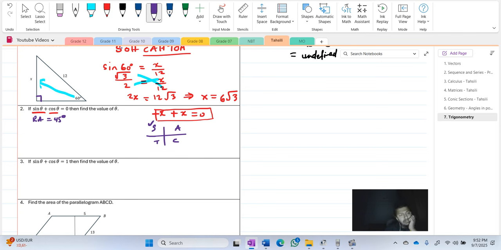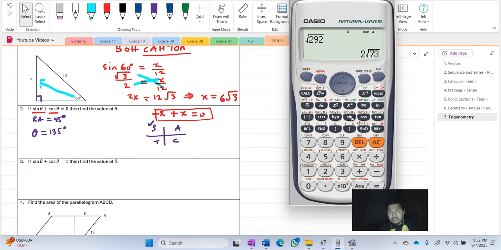So theta is equal to 135 degrees. Okay, why? How we got 135? 180 minus 45. So now if I try sine of 135 plus cos of 135, I should get 0. Let me show you that. Sine 135, see what I'm getting? Root 2 over 2, and plus cos of 135, see what's my answer? 0. So 135 works, right? And you know cos of 135 is also negative root 2 over 2.